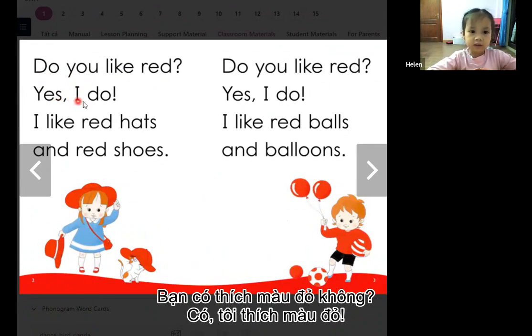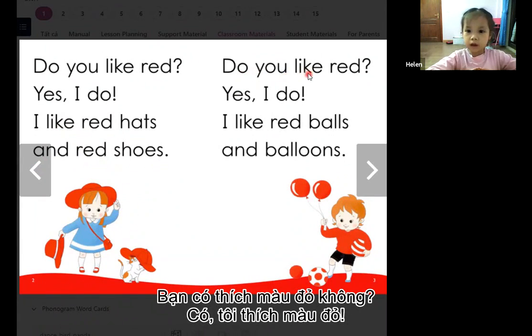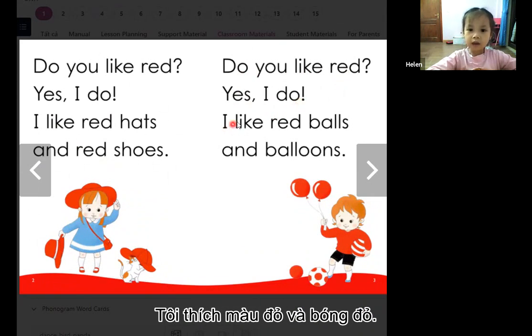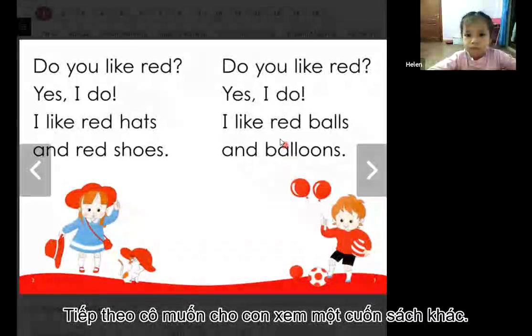Yes. Like you, I like red cap and red shoe. Do you like red? Yes, I do. I like red and I like ball. I like red balls and balloons. Blue. Okay, next one.